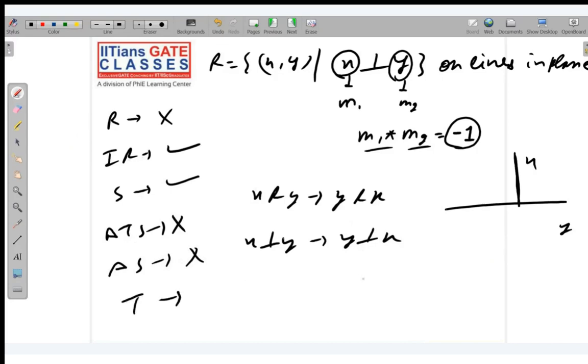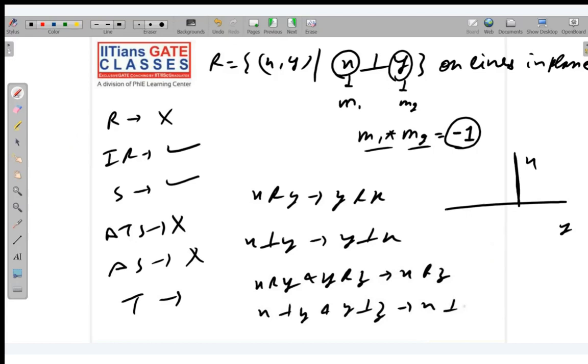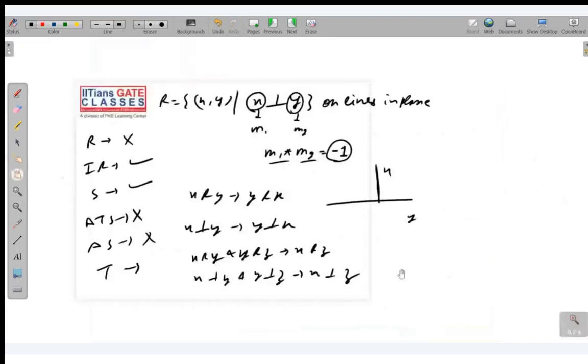Transitive. This is important. What is the definition of transitivity? x related to y, y related to z implies x related to z. So x perpendicular to y and y perpendicular to z implies x perpendicular to z. Is it okay? Is it true or not? Try to think about it.